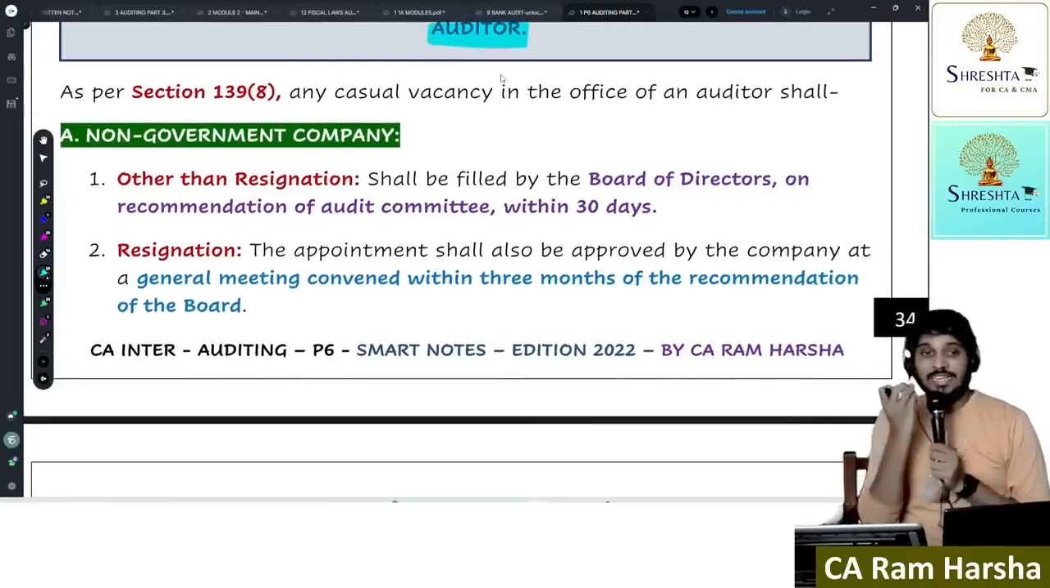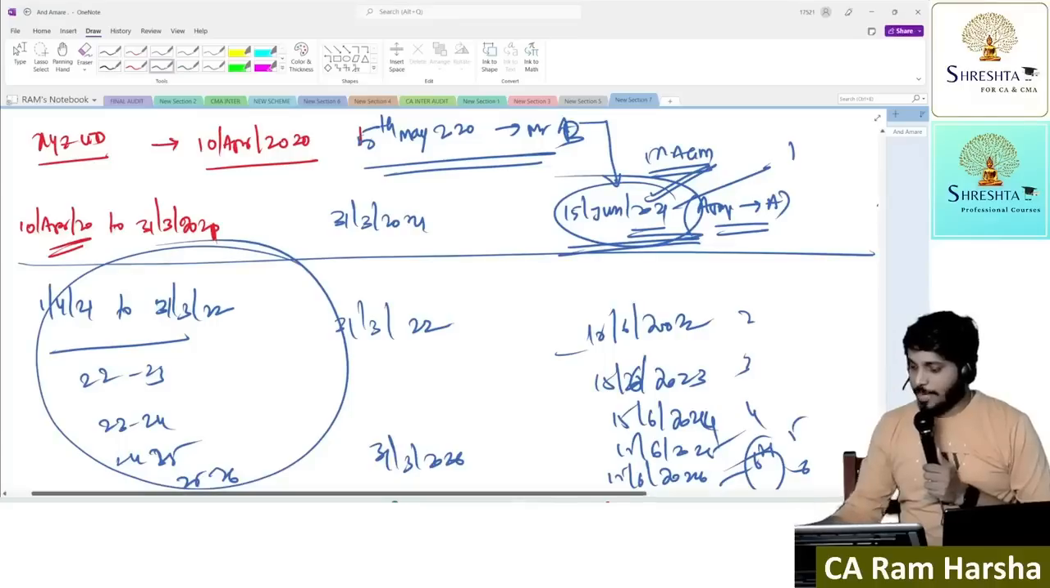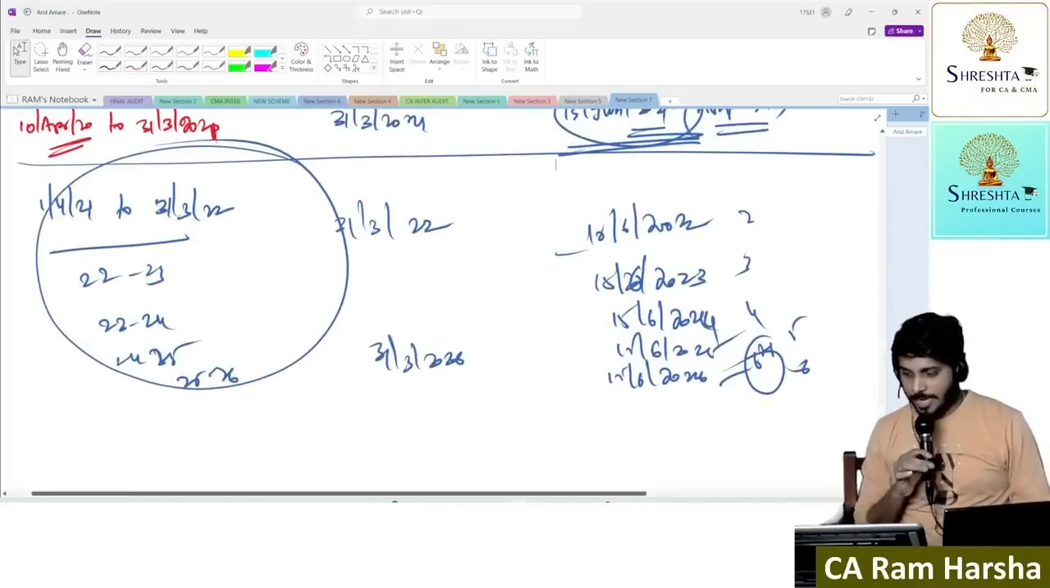So how to fill the casual vacancy? First of all, what do you mean by casual vacancy?